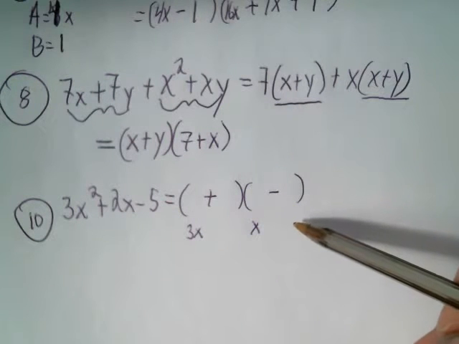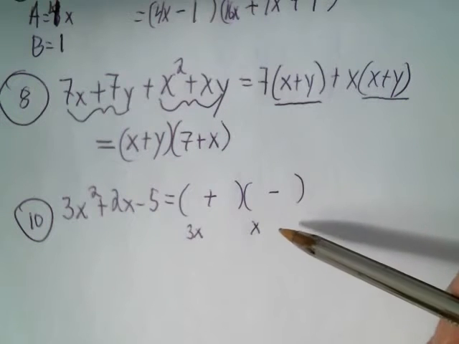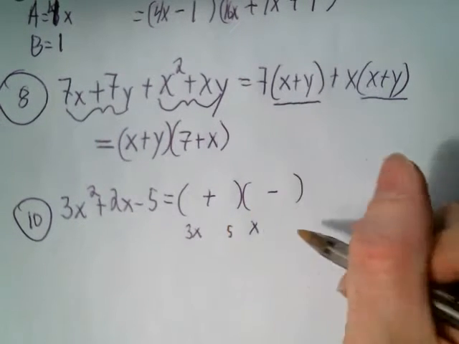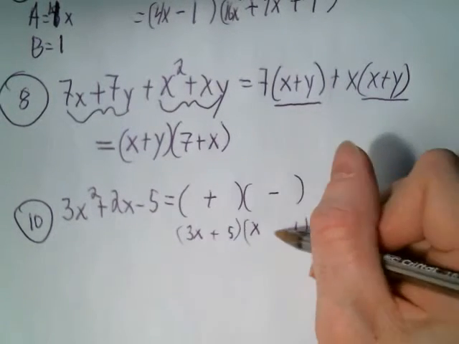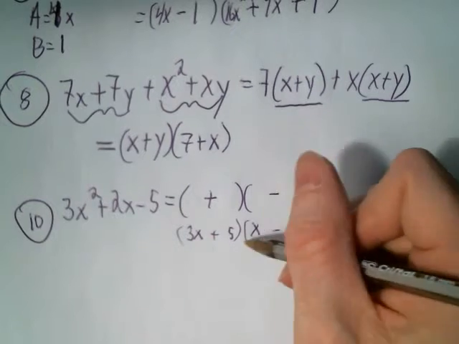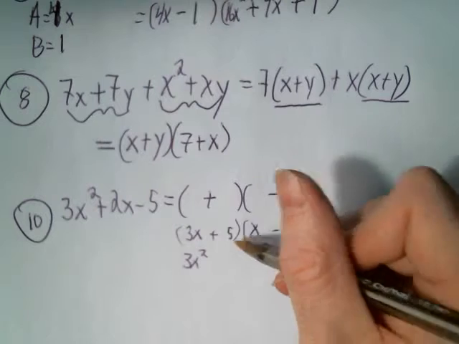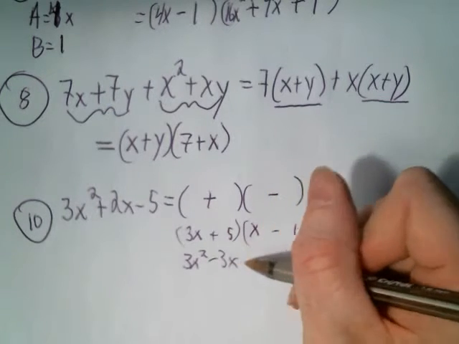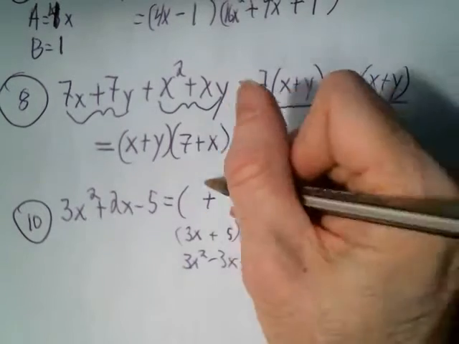If you put 1 and 5, the outer terms are going to be 15, which is just way too big. So I'm predicting it's going to be 5 and 1. Okay? And then maybe we'll have to worry about the sign. Let's FOIL it out and see if it works. So first 3x squared, the outer, minus 3x, the inner, plus 5x, the last, minus 5. Looks like I got it.